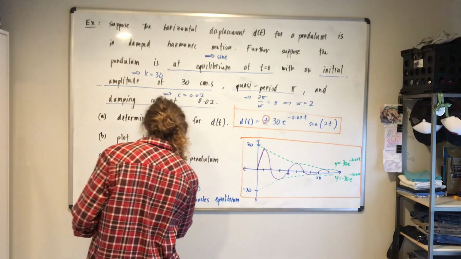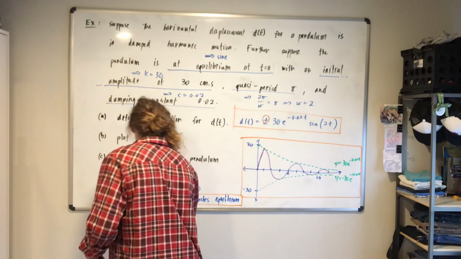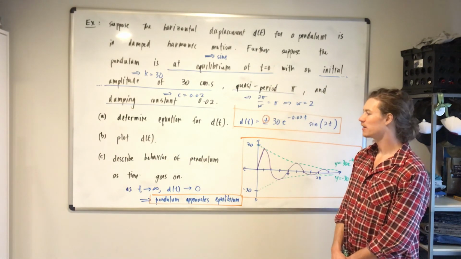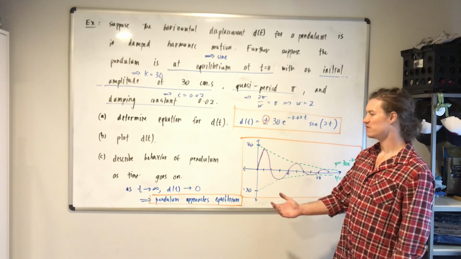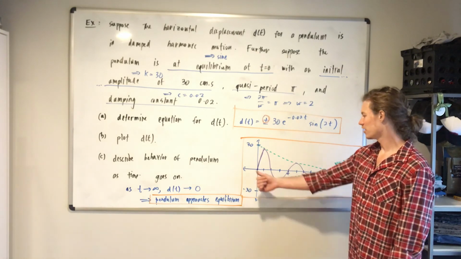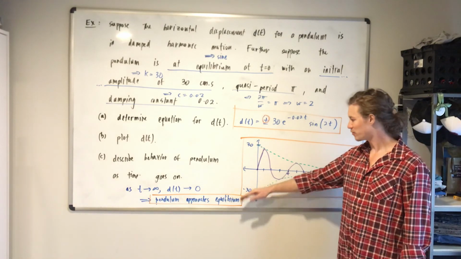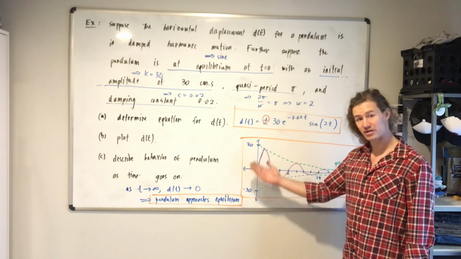And here we have our behavior of the pendulum as time goes on. Again, this is really just asking you about the end behavior as t goes to infinity, where we see our graph is approaching 0 as time goes on, and therefore our pendulum is approaching d equals 0, or its equilibrium position.